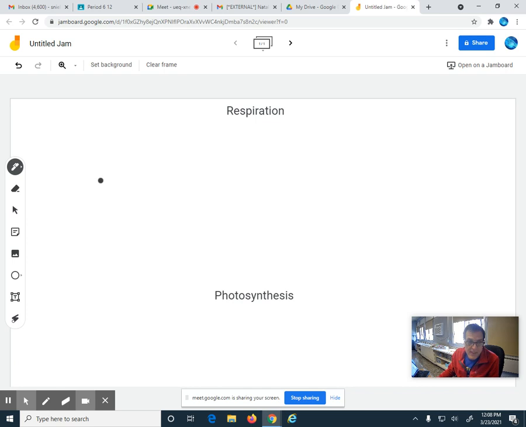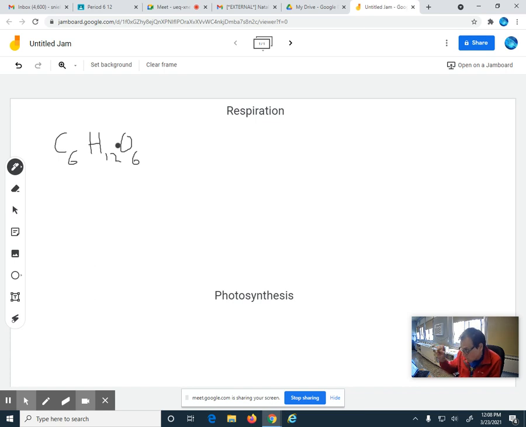One of the components in your food that is very crucial to respiration is a carbohydrate, a simple sugar called glucose. And glucose has a molecular formula that looks like this: C6H12O6. This whole thing is a molecule, and each of these individual letters represents the atoms in that molecule.